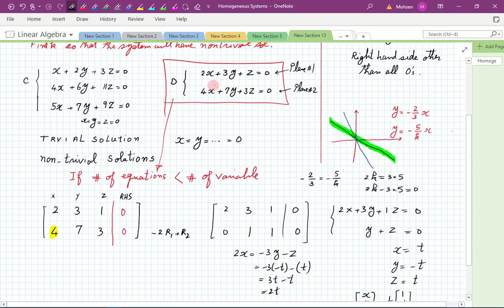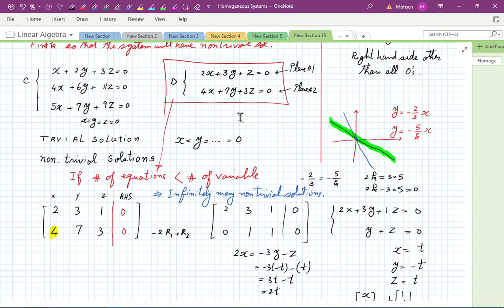So the general story in this section is that if the number of equations is less than the number of variables, then we'll have non-trivial solutions, which means we are going to have infinitely many non-trivial solutions. An example of that was the intersection of two planes that go through the origin. Okay, simple short topic here.